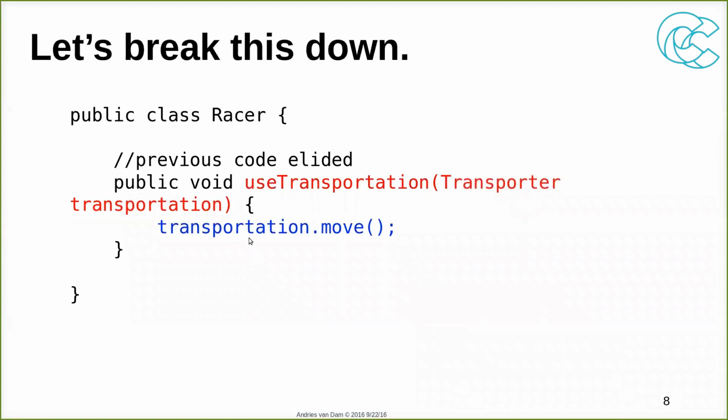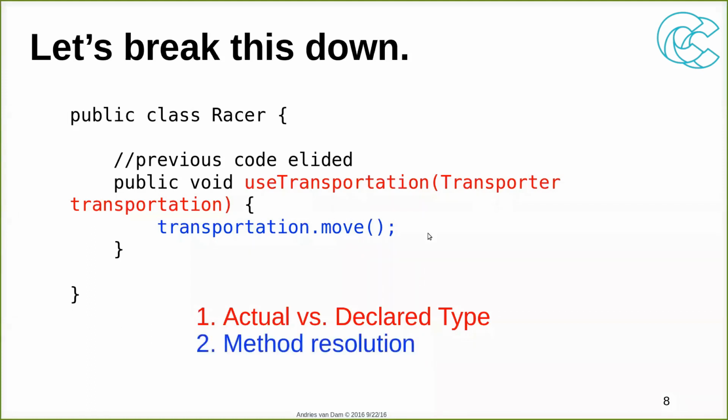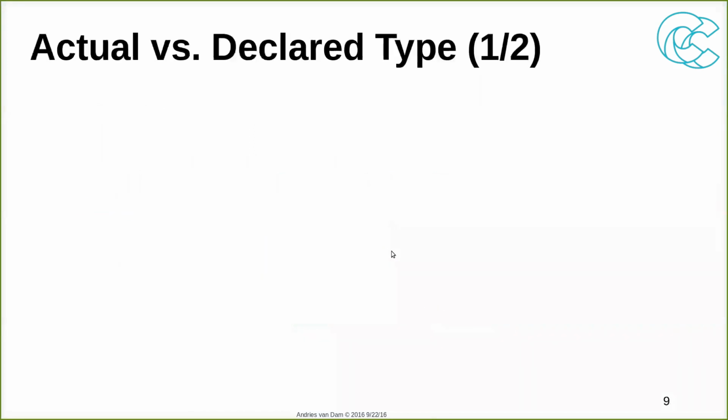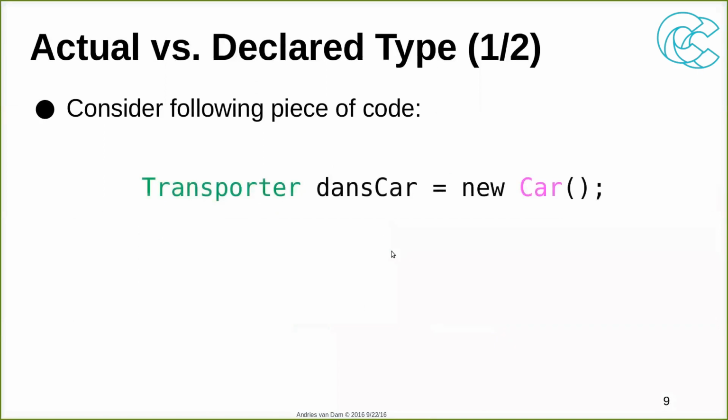Okay. So now there are two types here. So in order to understand this, we would need to know more about these two types. One is the actual type, and the other one is the declared type. So we'll just make the distinction in the next couple of slides. And this is the second issue that we need to look at, which is the method resolution. We'll again look at this in the next few slides. So we'll start with this actual versus declared.